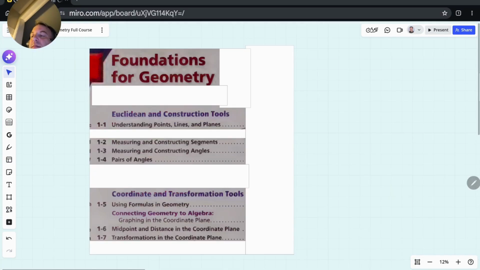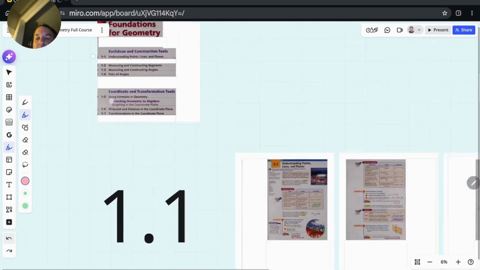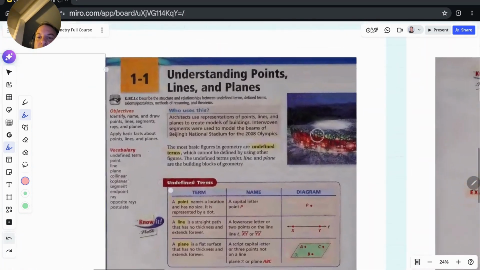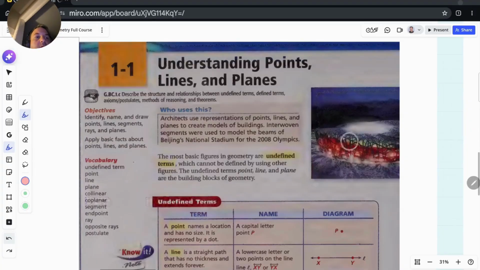We're in Foundations for Geometry in Chapter 1, and our very first set of videos here will be exploring 1.1, understanding points, lines, and planes. So let's zoom over to our lesson. Let's take a look here at our picture.